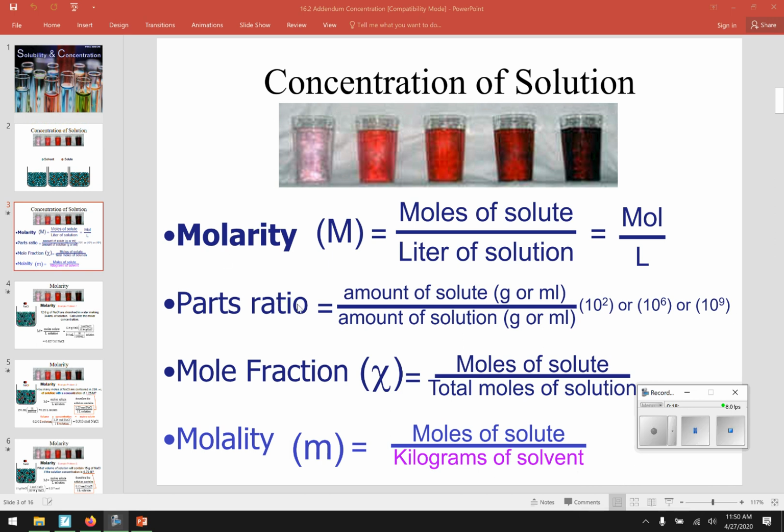But there's also parts ratio, which is, if you've ever heard of parts per million or parts per billion, that's what it is. Mole fraction and molality. Molality, which is cleverly named to be very confusing with molarity, is moles of solute per kilograms of solvent. And there are occasions when that one makes more sense to use than molarity. That'll actually be the next section we talk about. We won't be measuring molality, but it's a thing we use in chemistry.